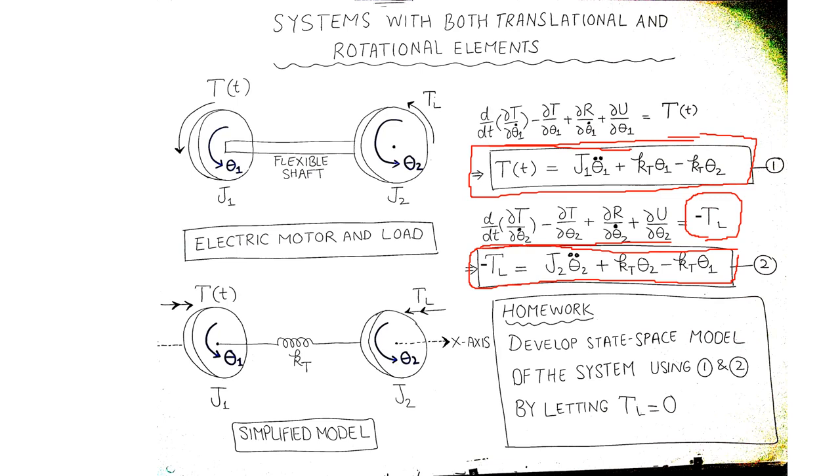As a homework exercise, you are required to develop the state space model of the system using the two Lagrange's equations and put TL equal to 0.